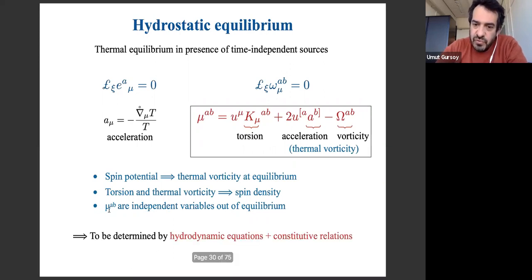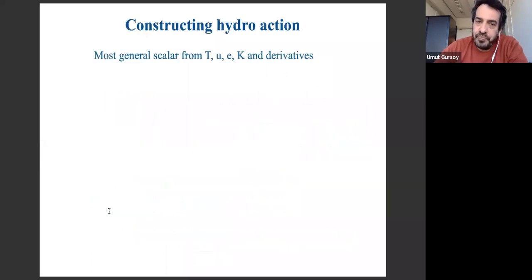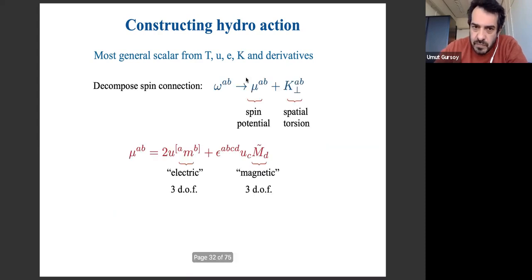For that, we need to construct the hydrodynamics. We already have the hydrodynamic equations, but we need to introduce the constitutive relations and substitute them in the hydrodynamic equations to obtain equations of motion for mu AB. And the way to do this, in this modern language of hydrodynamic action, is by using the action principle. What we have to do is essentially write down the most general action, constructed as the most general scalar out of the temperature, velocity field, fielbein, and contortion, and their derivatives.